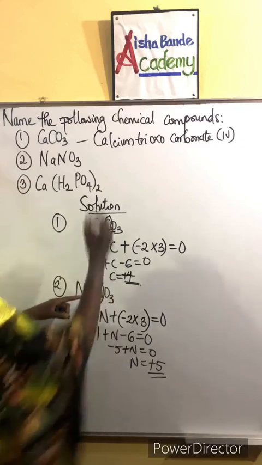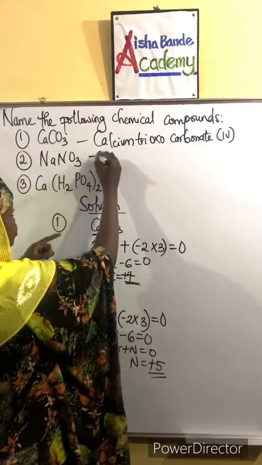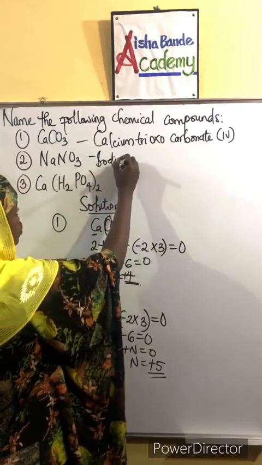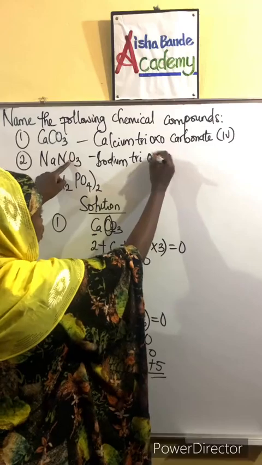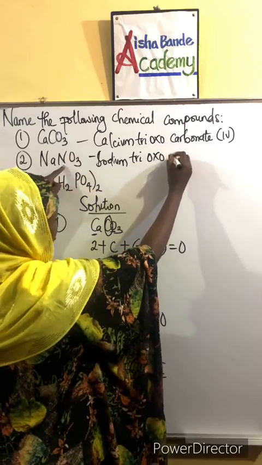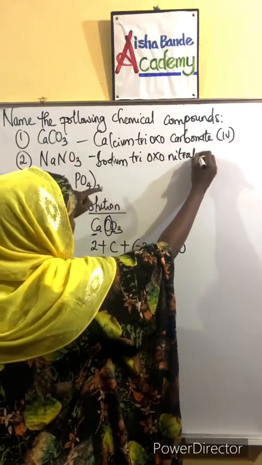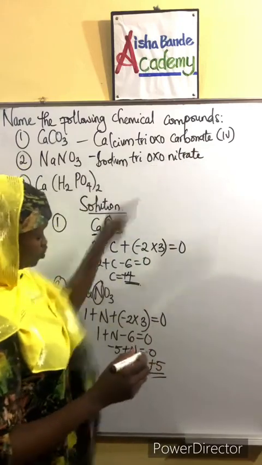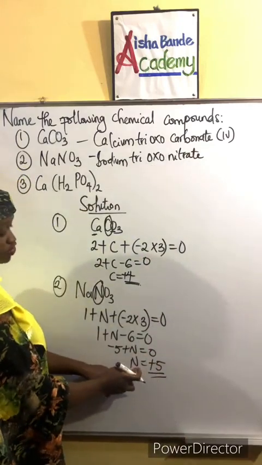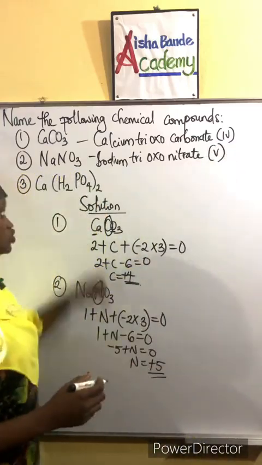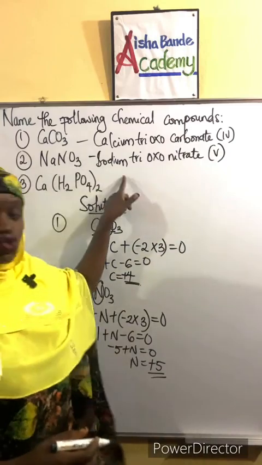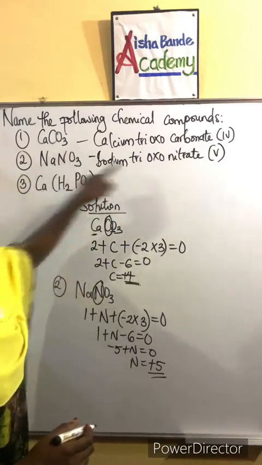So naming this compound now, Na means sodium. So this is going to be sodium, 3 means tri. Oxygen is oxo, N is nitrate. So this is sodium trioxonitrate. The oxidation number of nitrate here is 5. So NaNO3 is sodium trioxonitrate 5.